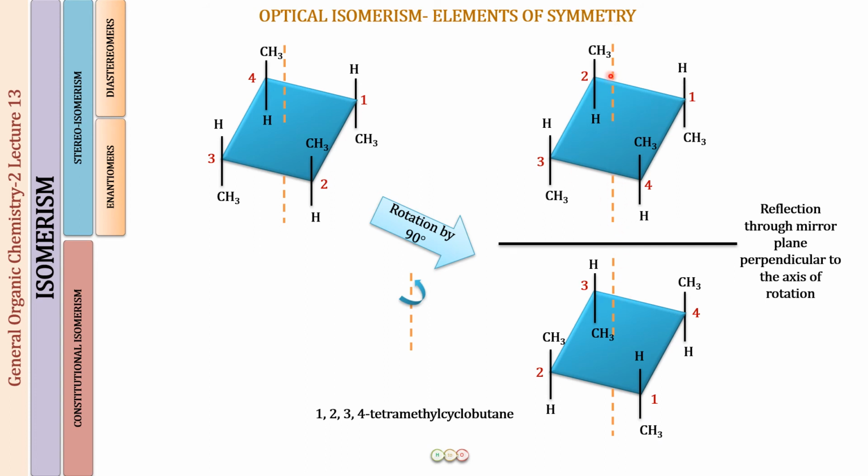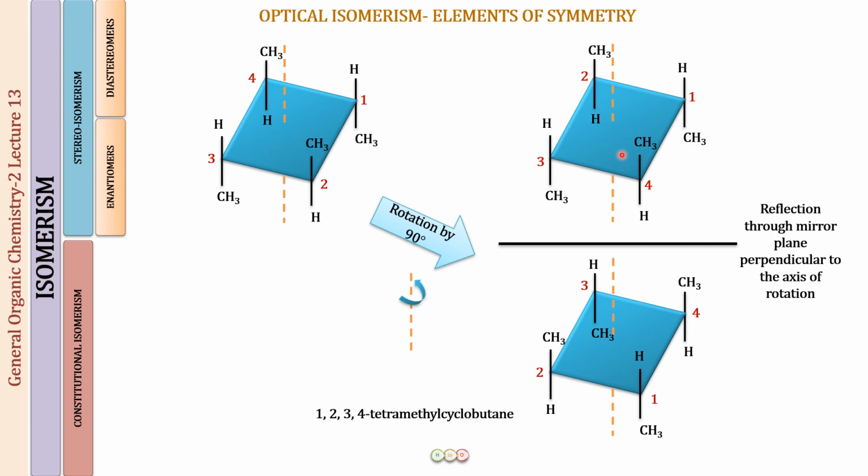So this is the axis of symmetry. If you look at this carbon, this hydrogen and this hydrogen are coming this side, a CH3 coming this side. So CH3 and H going back, a CH3 back, a hydrogen forward, an H forward, a CH3 back. So this is the mirror image of these. Now I have done two steps. First, I have rotated this molecule about the axis of symmetry by an angle of 90 degrees, and then I am seeing the reflection through the mirror.